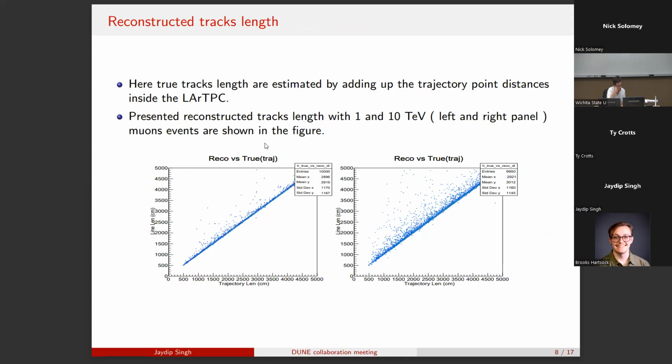This is the true track length and the reconstructed track length from our algorithm. Again, this is for 1 TeV and 10 TeV events. And we also tested this algorithm on the cosmic ray sample, which is already available to the DUNE collaboration. So we separated the stopping muon sample using this algorithm. That stopping muon sample was used for the calibration. I am not discussing that here. Maybe I can provide some information, or some of my previous talks have discussed this stopping muon analysis.